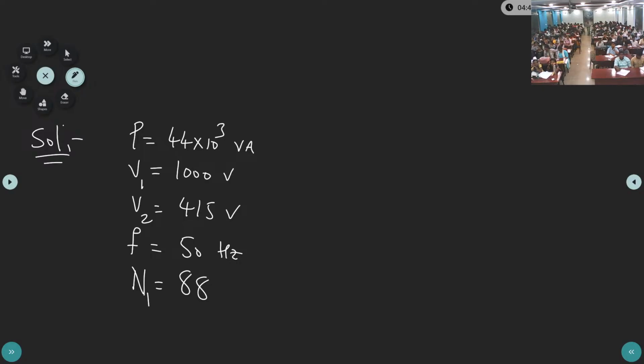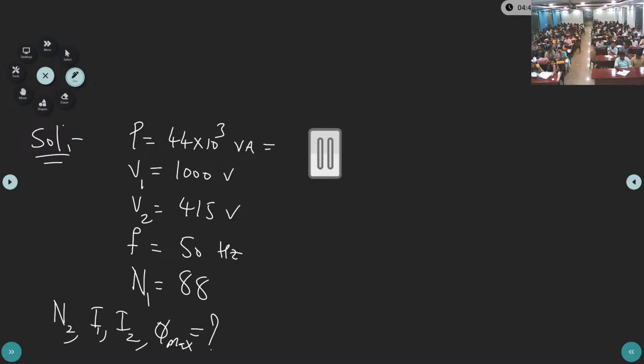What are the parameters we have to find out? We have to find out N2, I1, I2, and phi maximum. These are the 4 parameters you have to find out from the given values.